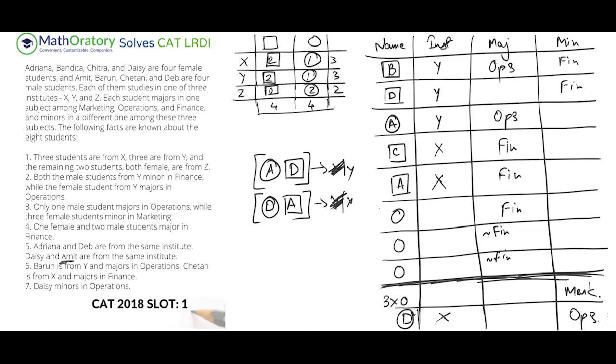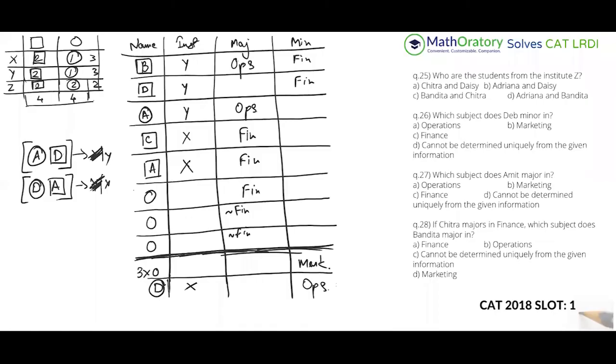So now let us get into the questions. Okay, so the questions are here. 25 asks, who are the students from Institute Z? So we know that D is from X and A is from Y. Among the females, Z has only two females, right? There are no males from Z. So A and D females are from X and Y, in some order. But then the females from Z have to be B and C, right? So Bandita and Chitra has to be the answer.